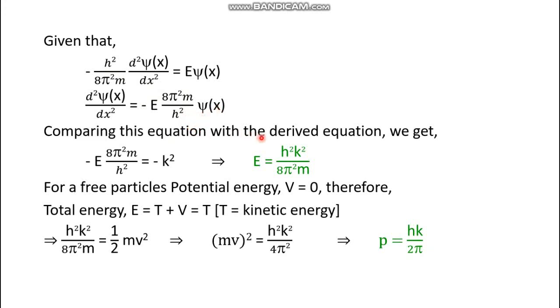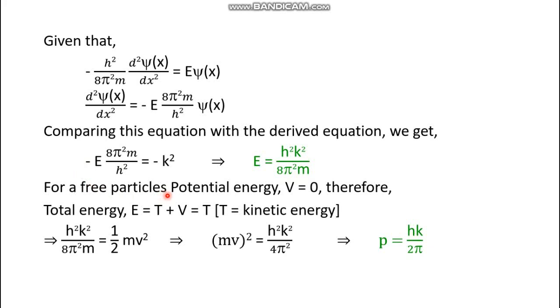Now comparing this equation with the derived equation, we derived that d2 psi x by dx square is nothing but minus k square into psi x. If we compare them and remove psi x, then k square becomes k square, and minus E into 8 pi square m by h square. So these values are actually equal, and this way we can get the final energy expression. By just rearranging this, we get the expression h square k square by 8 pi square m. So this way we calculate the energy of the particle.